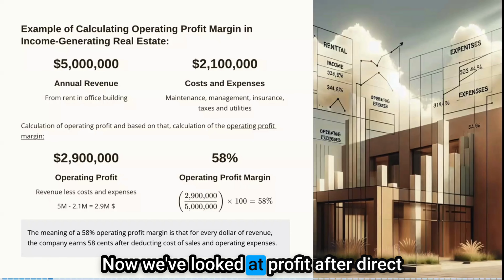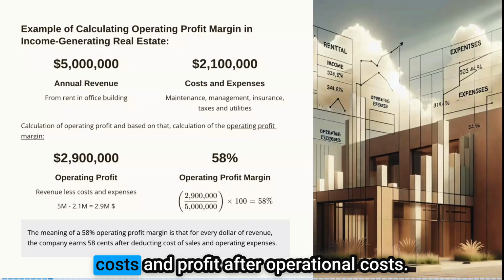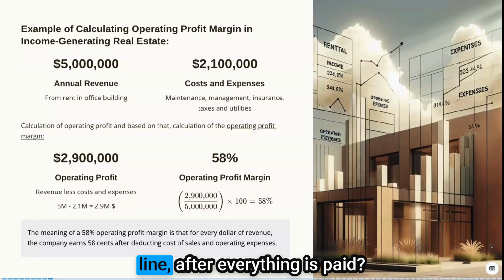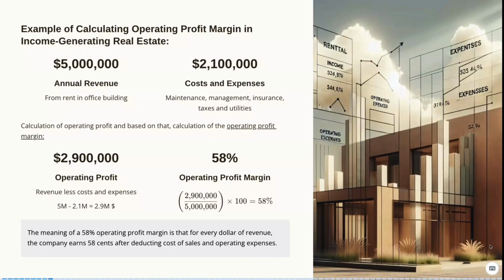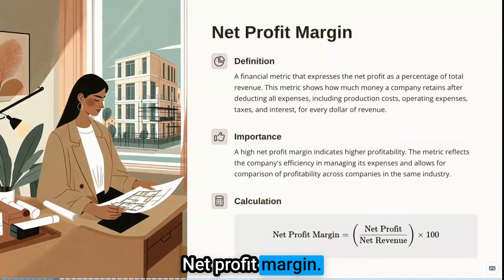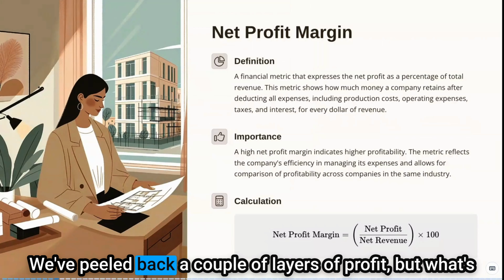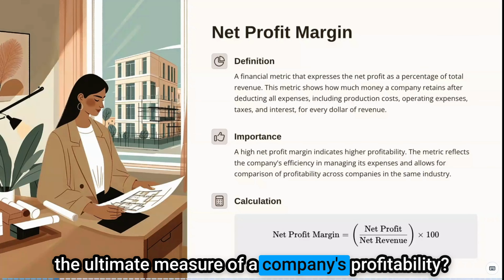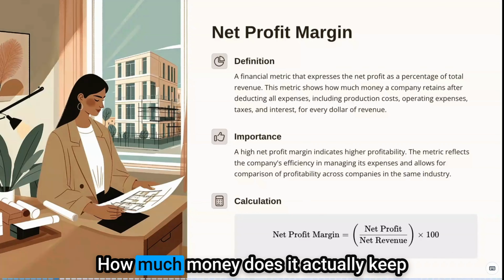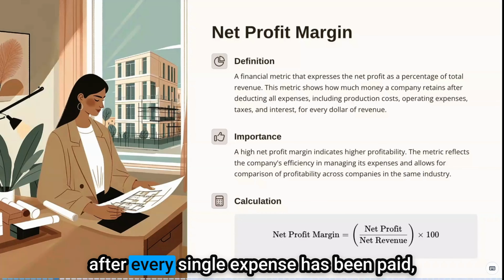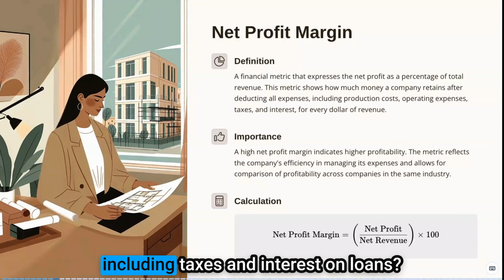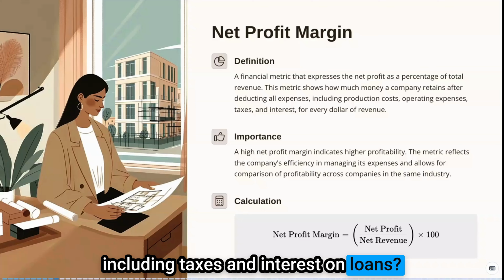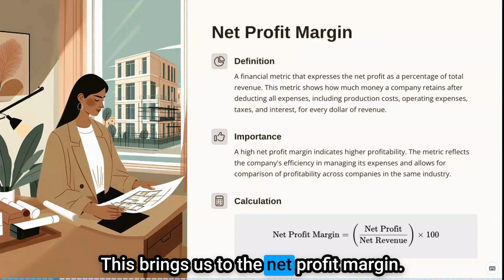Now, we've looked at profit after direct costs and profit after operational costs. What about the very bottom line after everything is paid? Net profit margin. We've peeled back a couple of layers of profit, but what's the ultimate measure of a company's profitability? How much money does it actually keep after every single expense has been paid, including taxes and interest on loans? This brings us to the net profit margin.